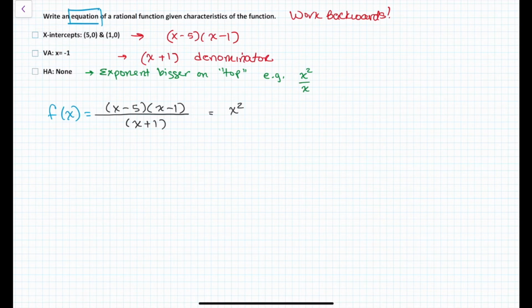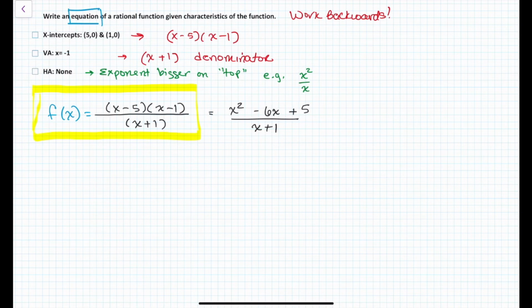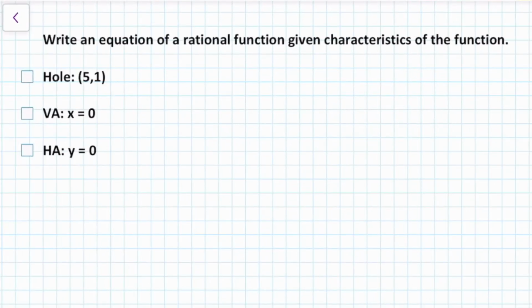And then depending on what your teacher requires, you may be required to multiply that out and give your answer in simplest form, meaning no parentheses. But unless you're told to do that, leave your answer in factored form, because there's a lot less chance that you're going to make a silly mistake right at the end multiplying things out. So just leave it like that.